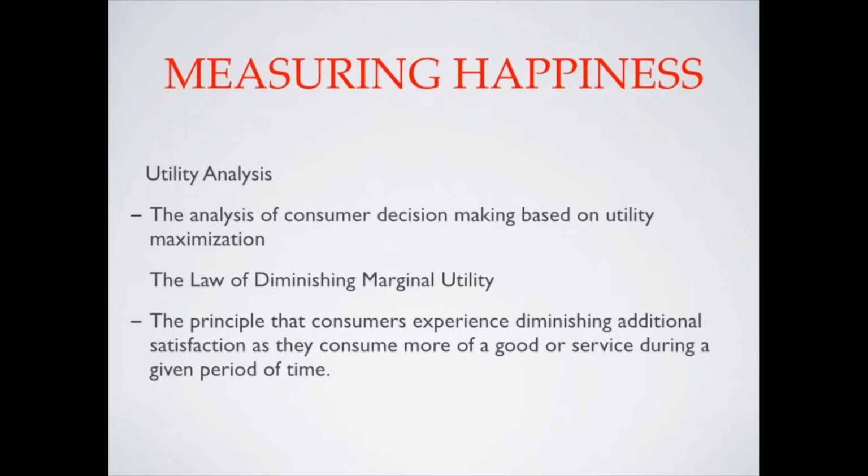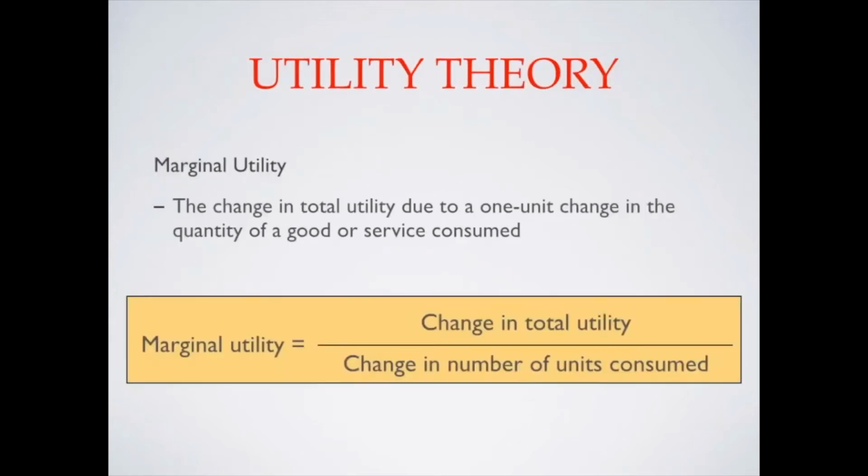The law of diminishing marginal utility states that as consumers consume more of a good or service during a specified amount of time, they will experience additional satisfaction, but at a diminishing rate. Marginal utility can be calculated using the marginal utility formula, where marginal utility equals the change in total utility divided by the change in the number of units consumed.